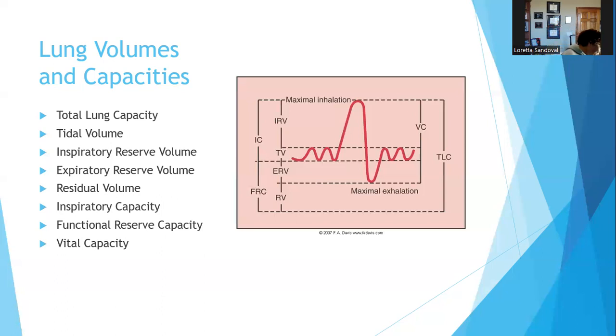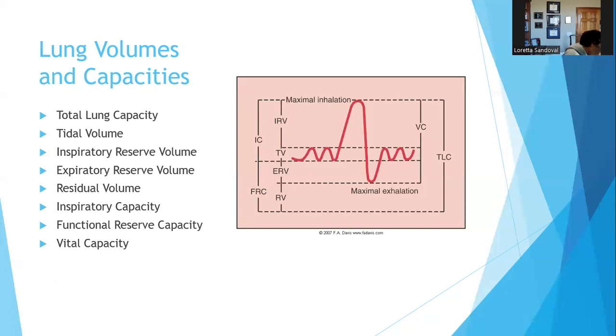Bad things happen. So the sum of two or more volumes is referred to as a capacity. So the tidal volume plus, and this is the chart from the O'Sullivan book on page 435 in the 7th edition. If you have the 6th edition, I don't know what page it's on.